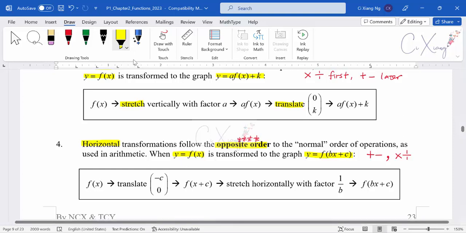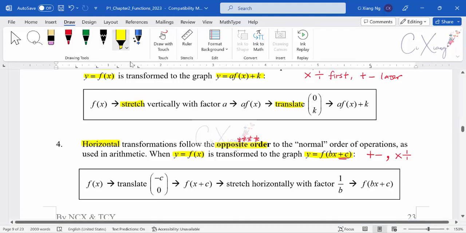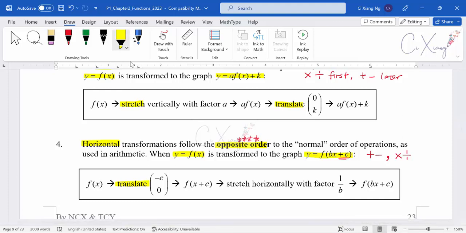Okay, so for horizontal transformation, basically it's like this. You need to deal with the plus and minus first, followed by the multiplication and division. So as an example, the plus and minus in this function is plus c, right? So actually plus c comes first, which means that from f(x), I translate it with the vector (-c, 0). So you can say, hey, actually we are doing the plus and minus first, right, in the transformation.